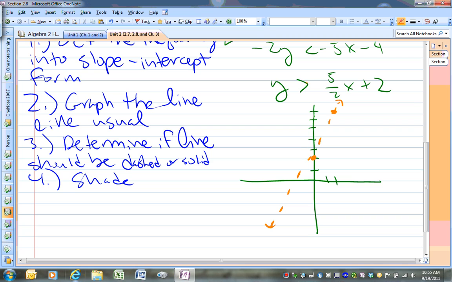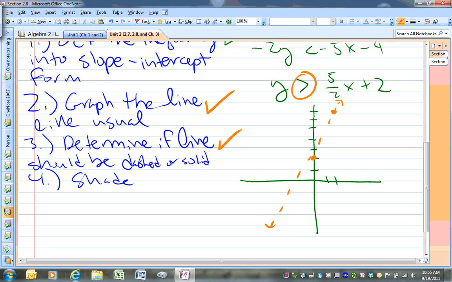Because there's no equal, obviously any point on the line won't be part of our solution. So that's why it's dashed and not solid. If it's solid, then any point on the line is part of the solution, we include it. But in this case it's not. So that's done. And that's done.